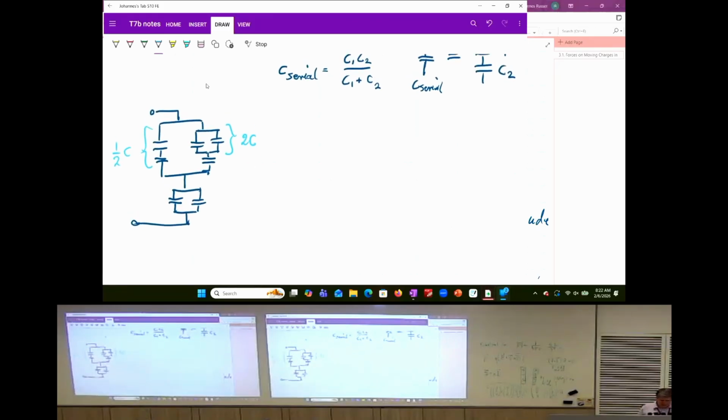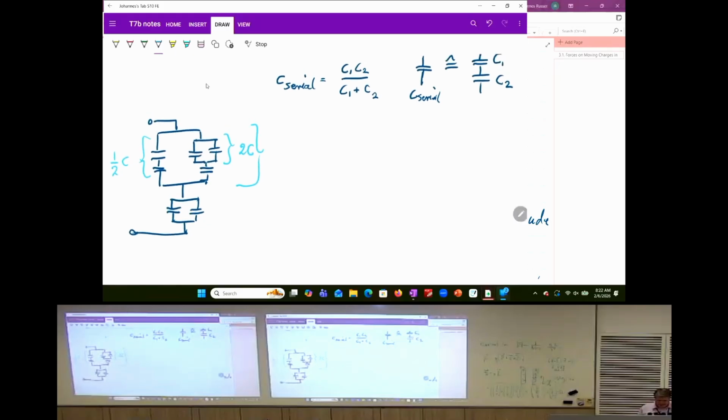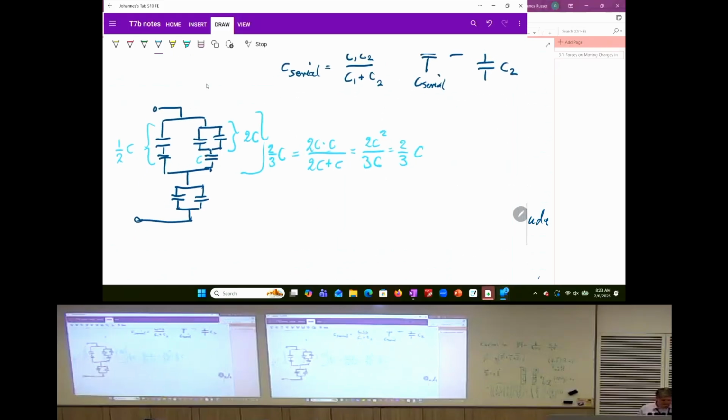Now on the left-hand side, if you also take this one into account, you have another capacitance: a series connection of one capacitor with the value 2C and another with the value C. That would be 2C times C divided by 2C plus C, which is 2C squared divided by 3C. That gives you 2/3 C for these two capacitors. Now you go ahead and take the whole thing, the whole top thing here.